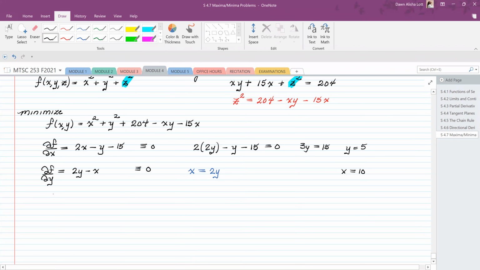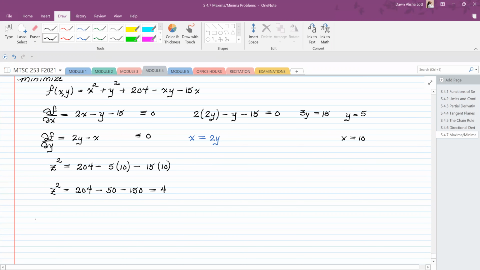So therefore, z squared is equal to 204 minus x times y, so that's 50, minus 15 times x, which is 10. So I get z squared is equal to 204 minus 50 minus 150. So z squared is equal to 4.